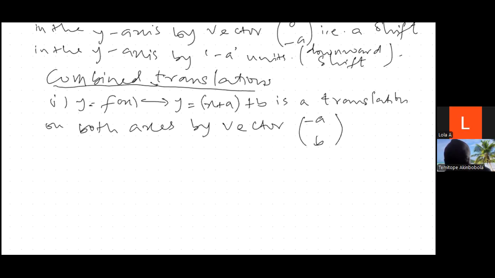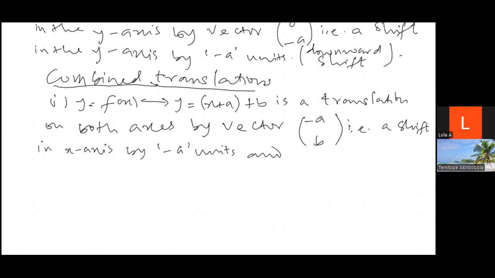That is a shift in the x-axis by minus a unit, and a shift in the y-axis by plus b unit.